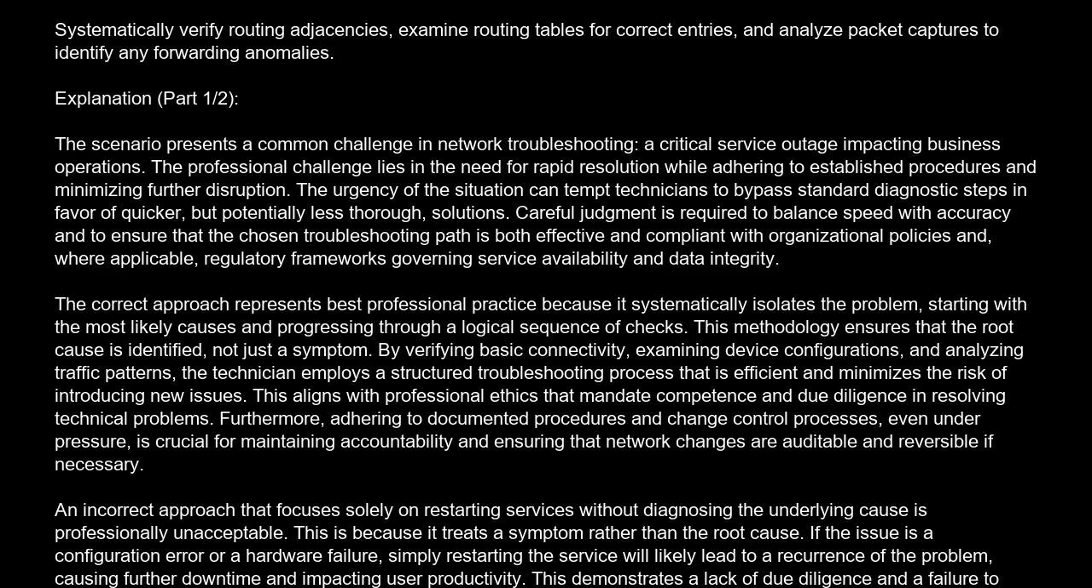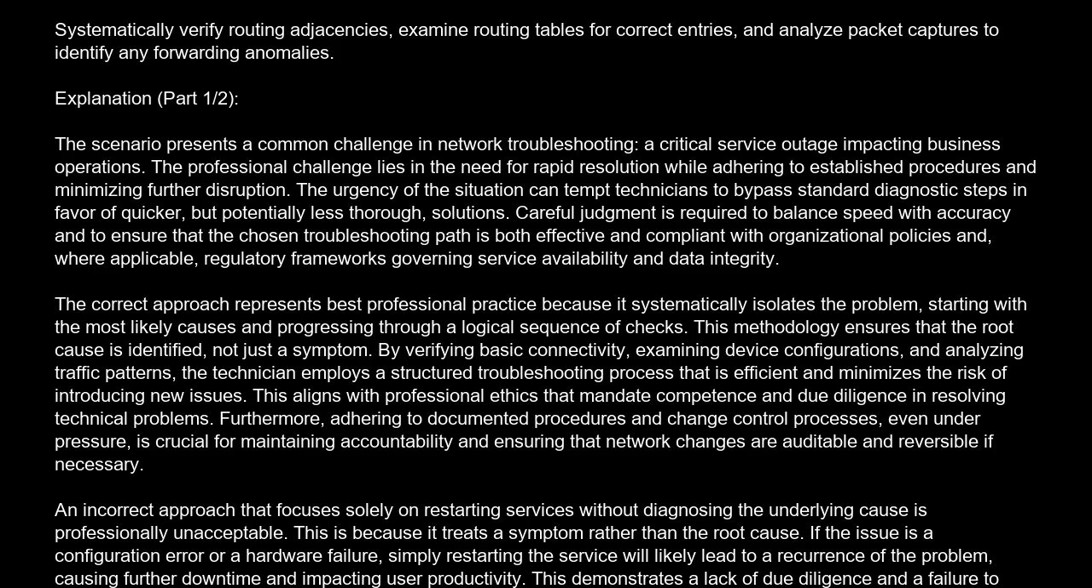This aligns with professional ethics that mandate competence and due diligence in resolving technical problems. Furthermore, adhering to documented procedures and change control processes, even under pressure, is crucial for maintaining accountability and ensuring that network changes are auditable and reversible if necessary.